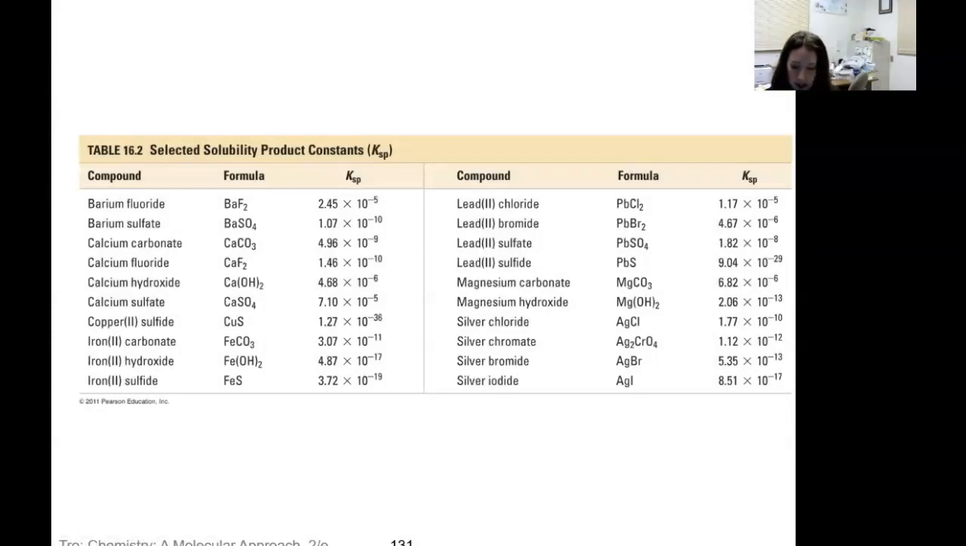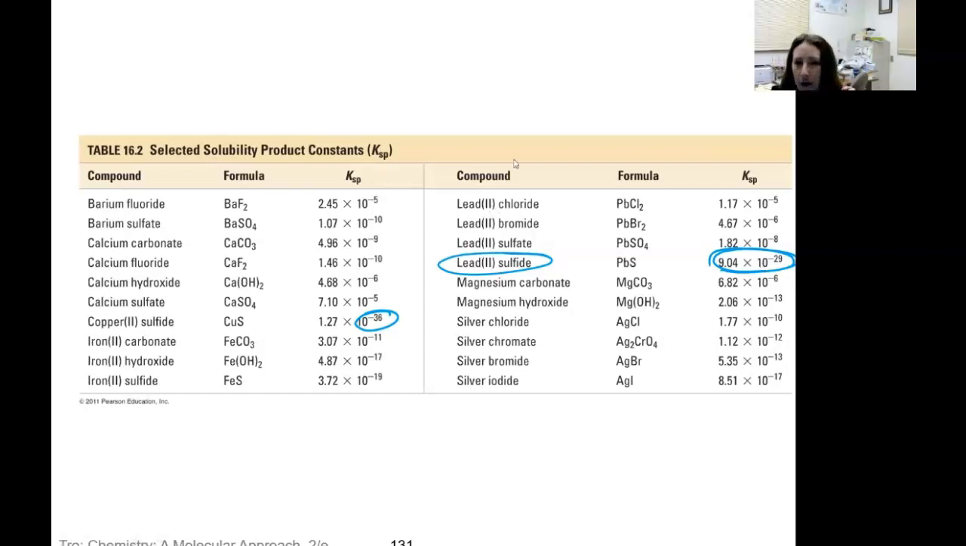So these are some KSPs. Remember, if K is very, very small, it means the equilibrium is going to lie very, very far to our reactants. So we say, for example, that lead 2 sulfide is insoluble. I mean, it is really reactant favored, but we still have some lead and some sulfide in there.